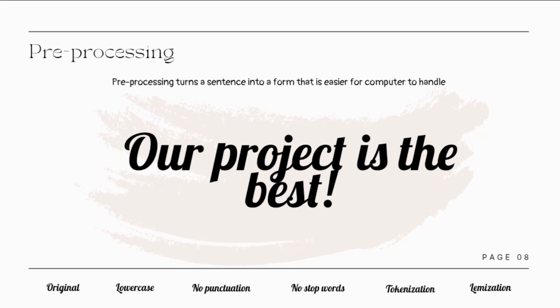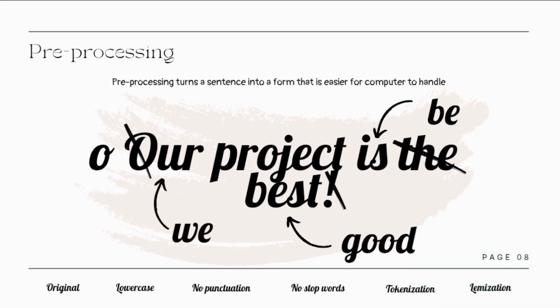So first we need to put each word in our sentence into lowercase. Then we need to get rid of all of the punctuation marks and the stop words, which are essentially just linking words that do not give us any new information. Then we tokenize our sentence. Usually the tokens are the words themselves, as it is in this case. And then we apply lemmatization, which is essentially turning every token into its base form. So after pre-processing our sentence, "our project is the best" turned into a set of tokens: "we project be good".